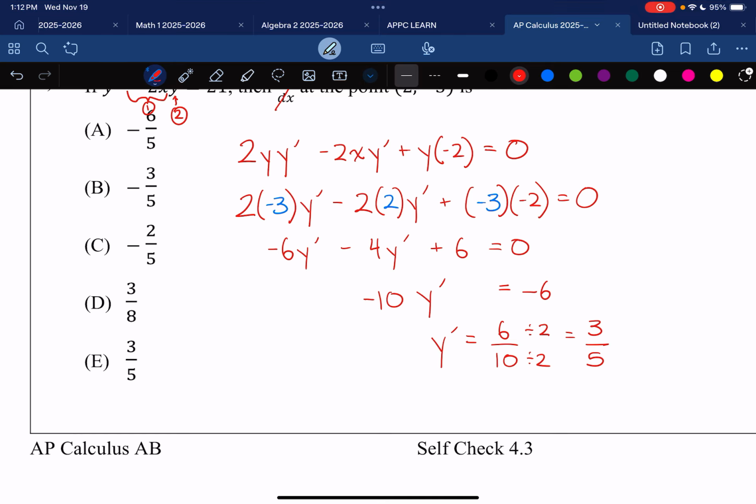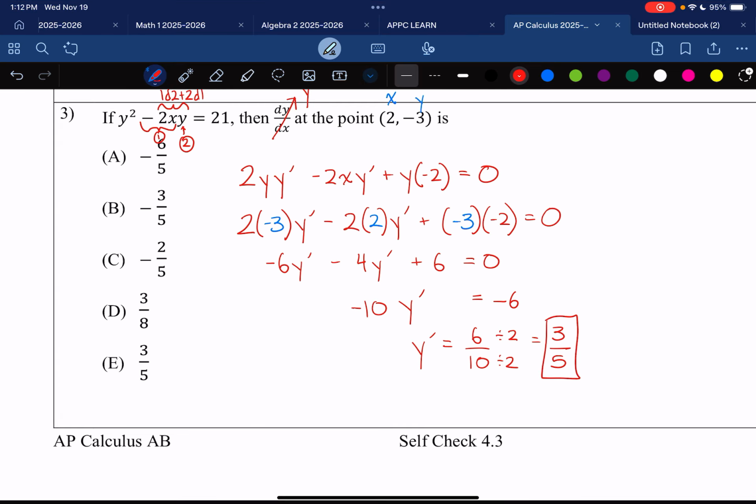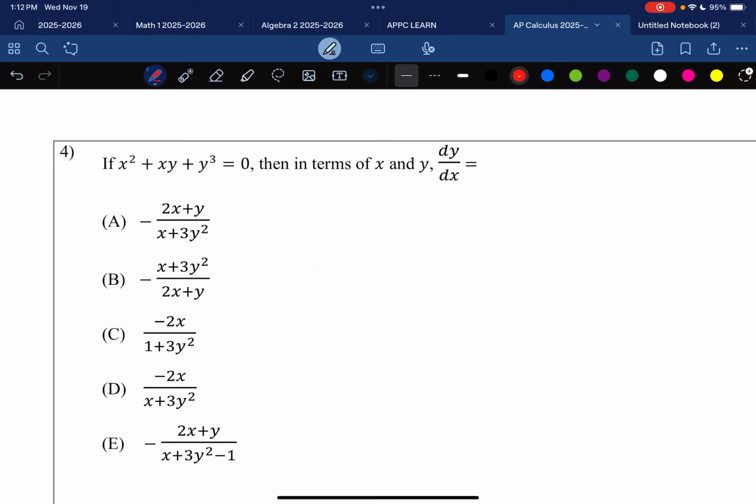Our final answer should be 3/5, and that means our correct answer here is option E. I want to circle the whole thing. There, that feels nice. All right, moving on to number 4. We are asked to find y prime.